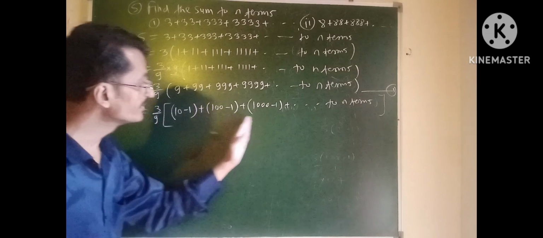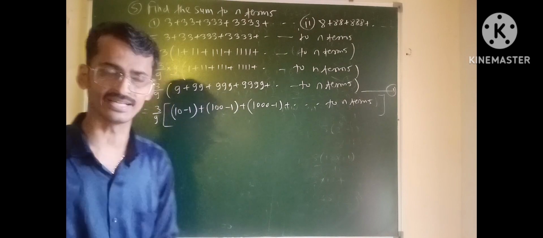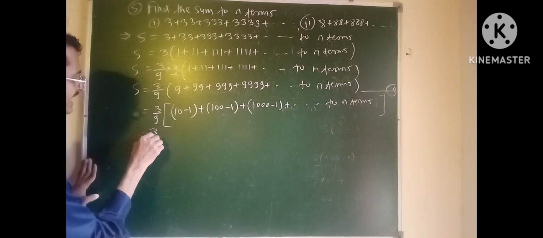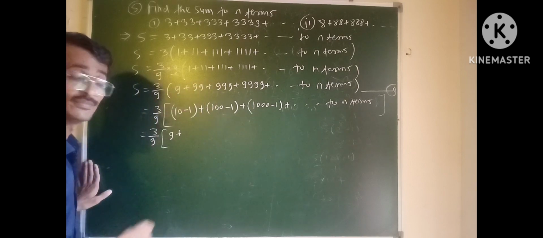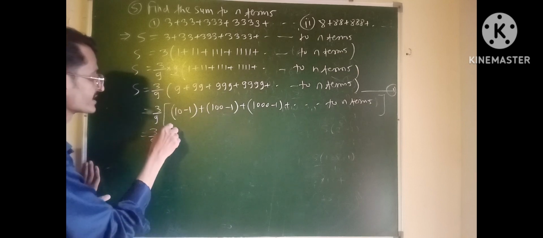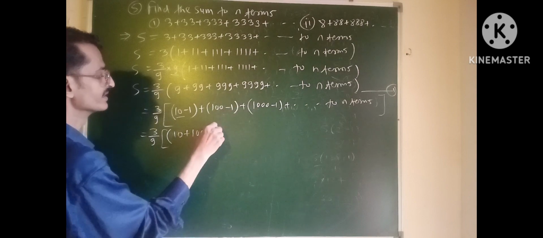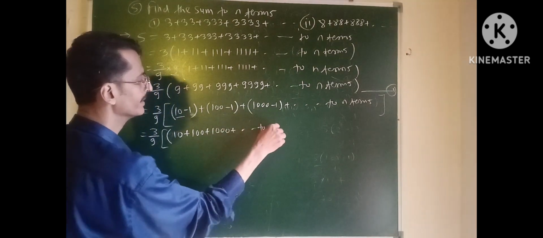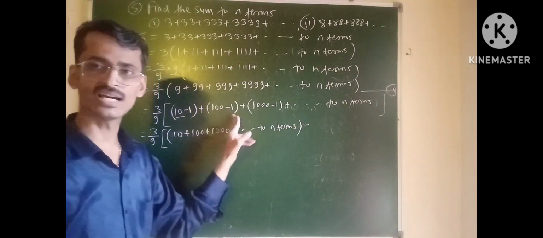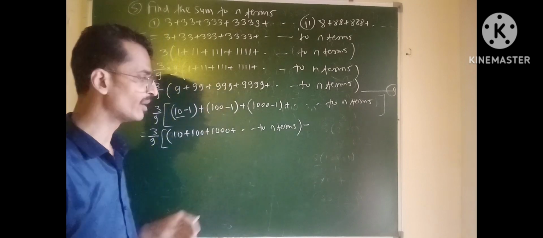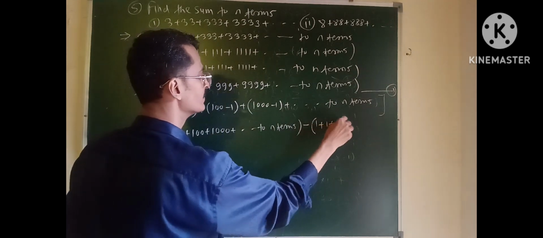Now from these brackets separate the terms. Write first terms separately and second terms separately. So 3 by 9, with 10 minus 1 being 9, so again we will get the same. Write the first terms separately: 10 plus 100 plus 1000, up to n terms, minus, as the second terms are minus 1, write the minus sign common, 1 plus 1 plus 1, up to n terms.